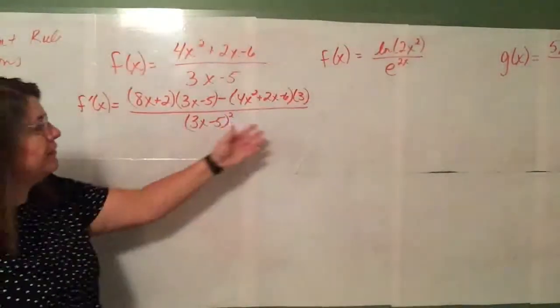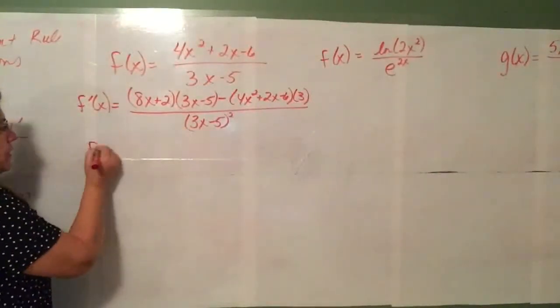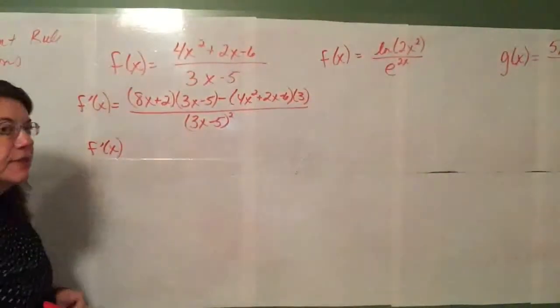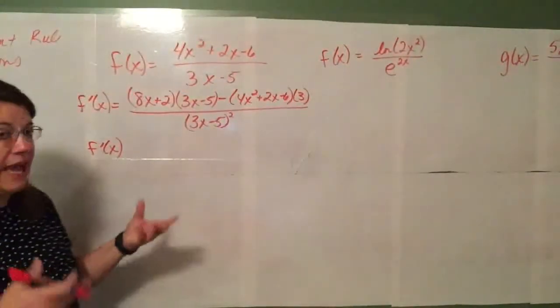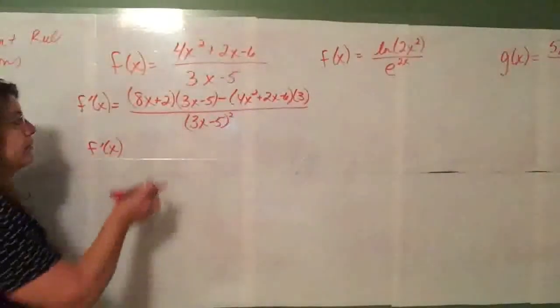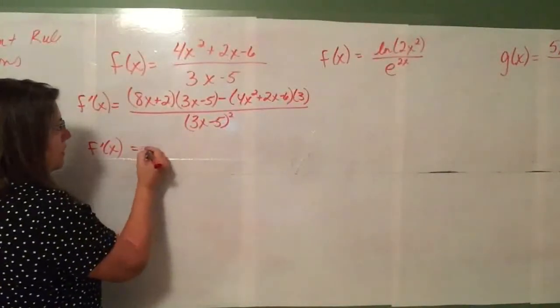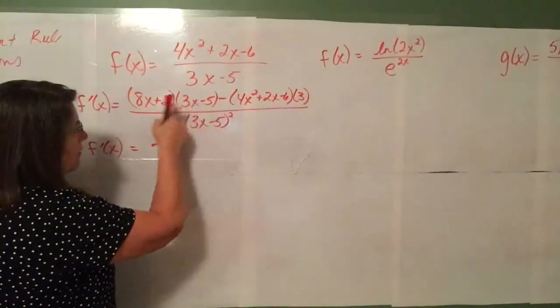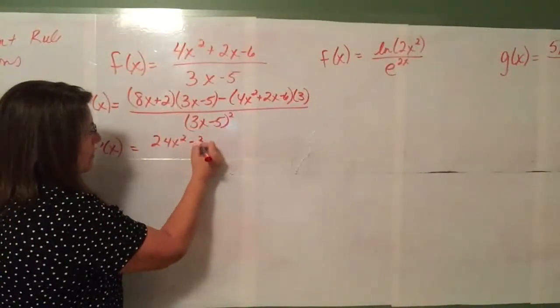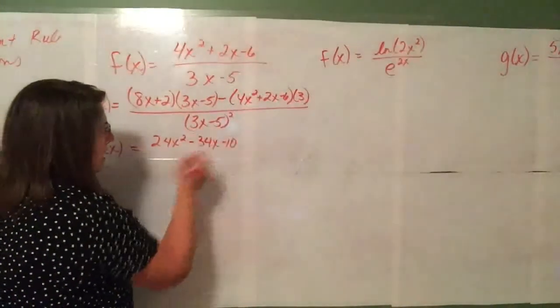And then we're going to have to simplify this thing. So this is where our algebra comes in, and this is where a lot of students struggle with calculus because the algebra is a little difficult. So I'm going to FOIL this. That's 24x squared minus 40x plus 6x, so that's a minus 34x, minus 10.